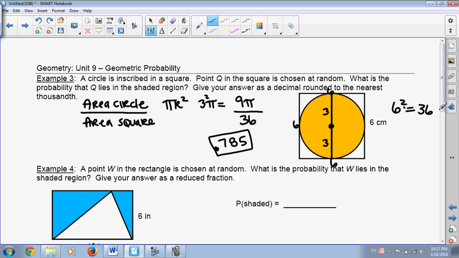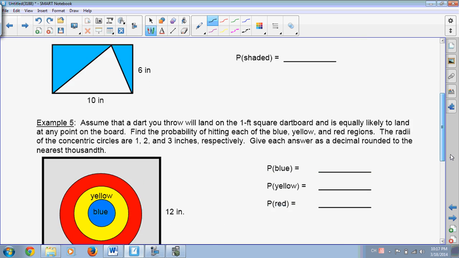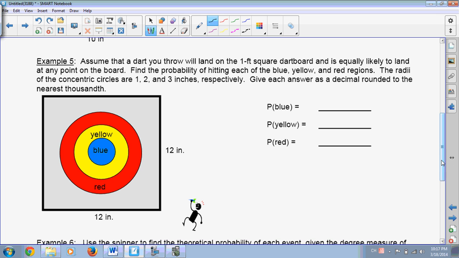Okay, we're going to skip 4 and save that for class. Let's look at number 5. Assume that a dart you throw will land on a 1-foot square dartboard and is equally likely to land at any point on the board. Find the probability of hitting each of the blue, yellow, and red regions. The radii of the concentric circles are 1, 2, and 3 inches respectively. Give each answer as a decimal rounded to the nearest thousandth.